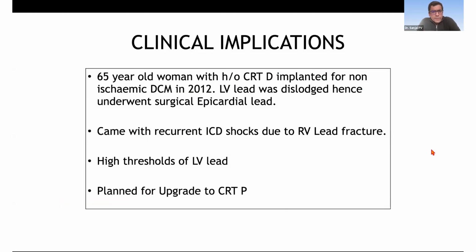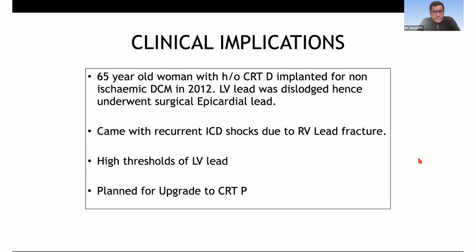So what are the clinical implications? For example, this was a case where I had to go in as a proctor to a nearby town. A 65-year-old woman with a history of CRTD implanted for non-ischemic DCM in 2012. The LV lead had dislodged shortly after, and she underwent a surgical epicardial lead. She came with recurrent ICD shocks due to an RV lead fracture and high thresholds of the LV lead, so she was planned for a CRTP upgrade.